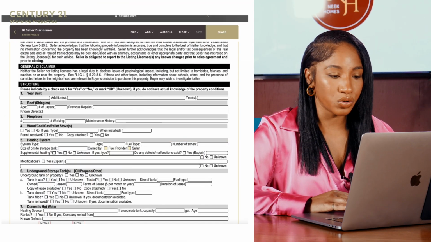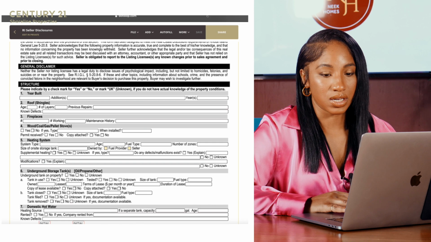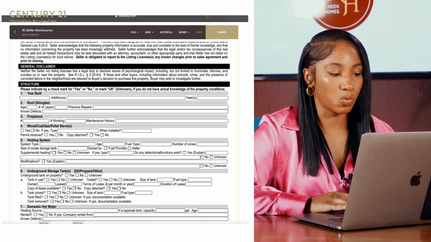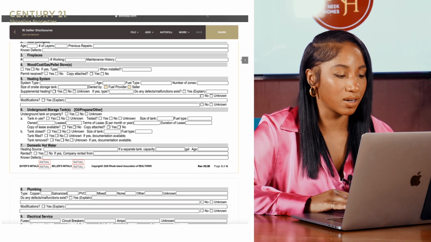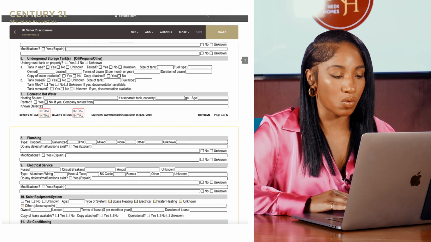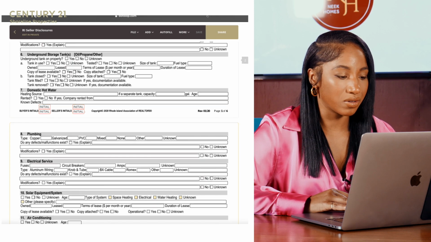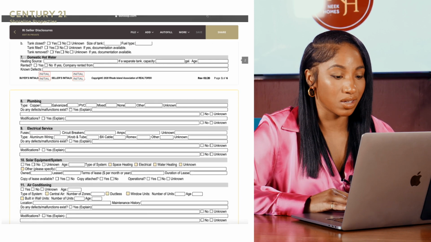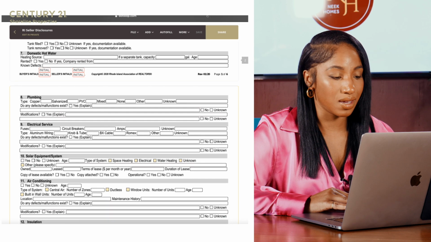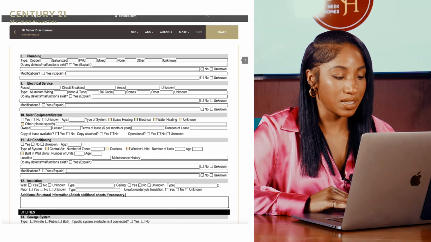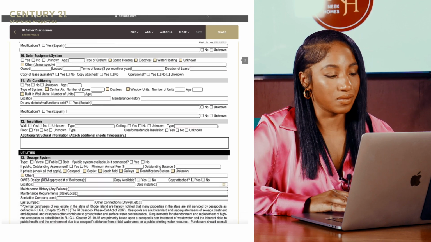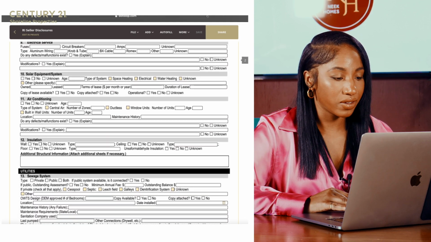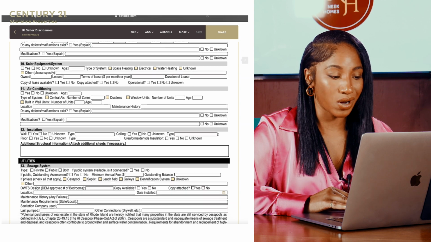Structure: you want to list when the house was built, roof, fireplace, if there are any pellet stoves or anything like that, what age the heating system is, underground storage tanks, domestic hot water, how does that work? What is the plumbing system made up of? Electrical service, how many amps are there? If there's any solar equipment, what is the age? The air conditioning, how old is it? Insulation, is there any insulation in the walls, the floors, the ceiling? Sewage system, is it private, is it public? Water system, is it private, is it public?